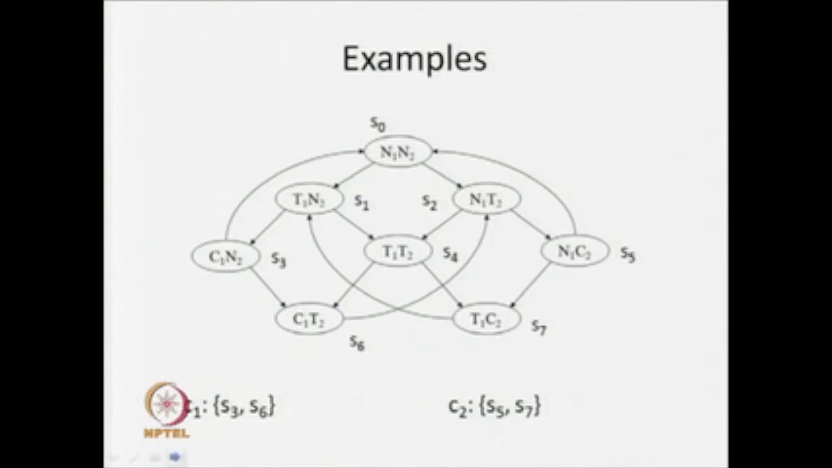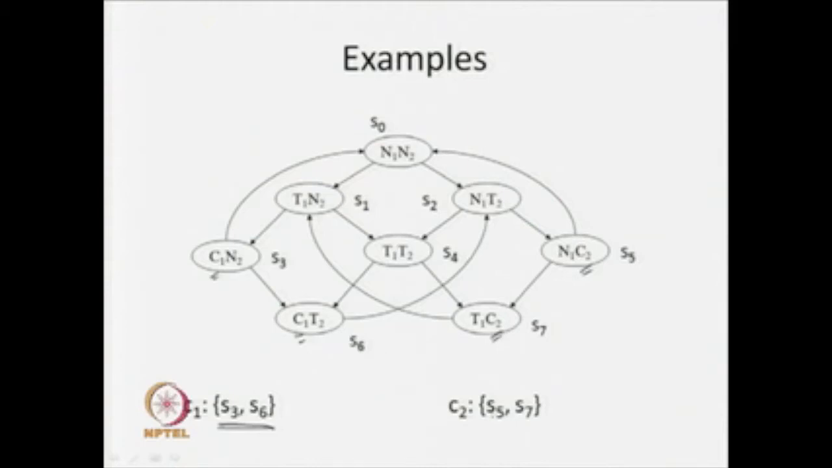Now, we have the labeling function, and we will label each and every state with the help of atomic propositions. From this labeling function, we get that the atomic proposition C1 is true in S3 and S6. Similarly, C2 is true in S5 and S7. So, S5 is labeled with C2 and S7 is labeled with C2.